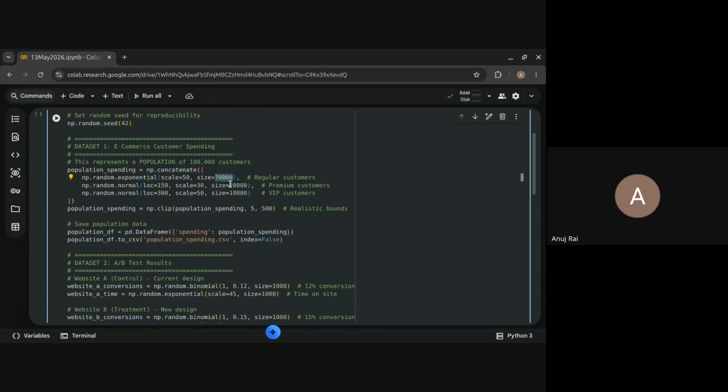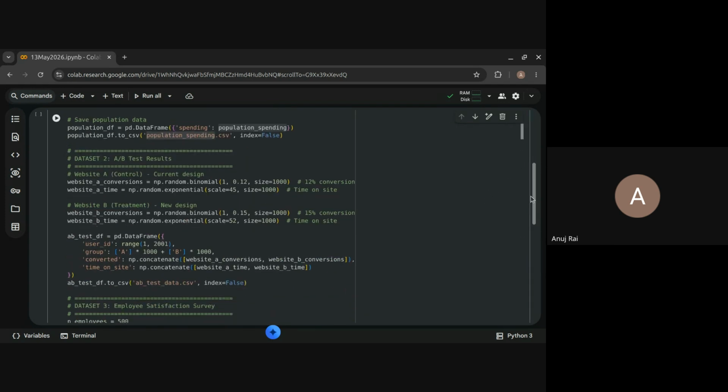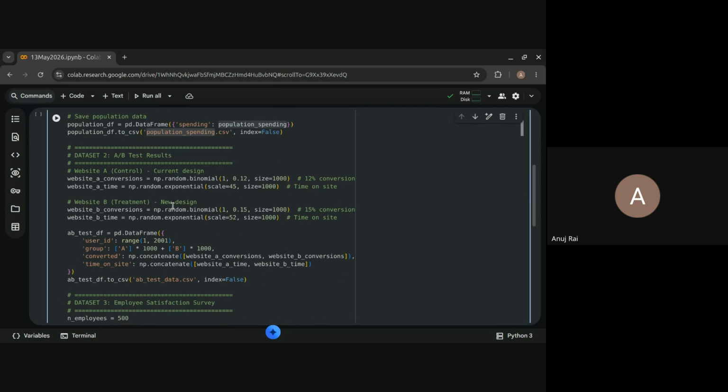Into three categories, where 70,000 will be regular customers, 20,000 premium, and 10,000 VIP customers. And we are creating the population spending data set. Here we are creating the population spending data set, and then we are saving the data set into CSV. Similarly, we are creating the AB data set.